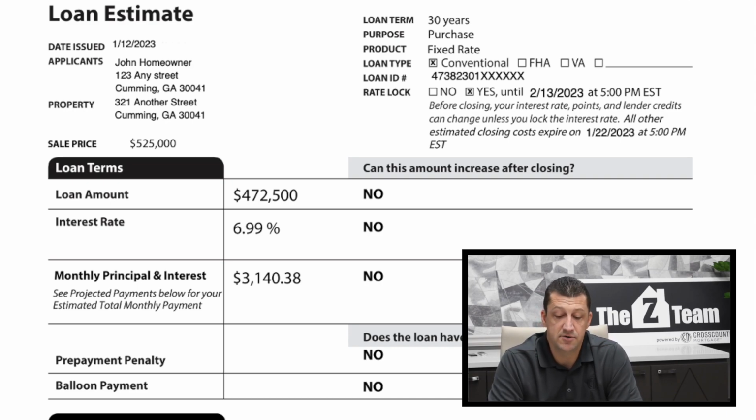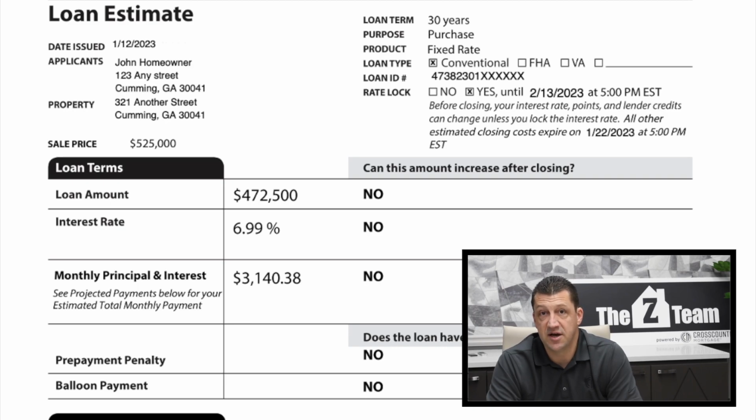Below that, you're going to see the applicant's name. In this case, I used John Homeowner with a 123 Any Street address. Below that, you're seeing the property address. Now, this is the subject property address, and it should match either your property address if it's a refinance or the property that you're purchasing. And directly below that is the sales price of the property. This should match the sales price on the contract.